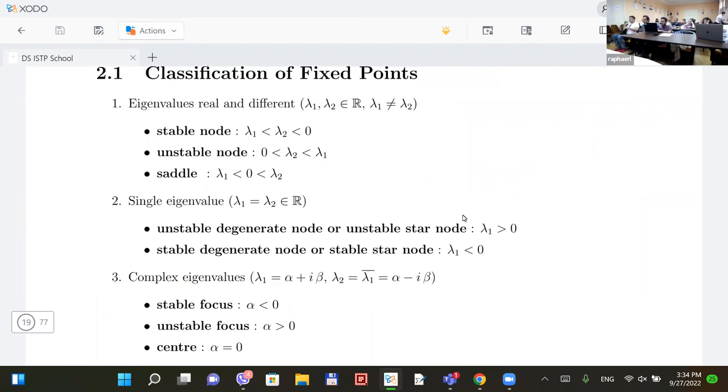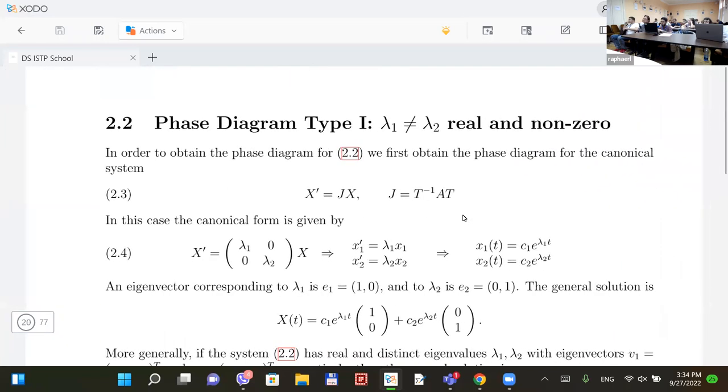Of course, it depends on the type of the eigenvalues. We said that for eigenvalues we obtain a quadratic algebraic equation, so we have either two different real roots, or a double real root, or a pair of complex roots. So let's start with phase diagram type one, concerning two different, real and non-zero eigenvalues.